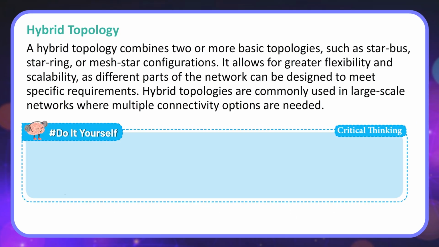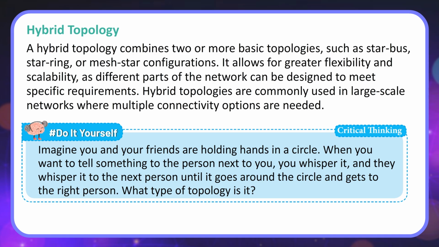Do-it-yourself critical thinking. Imagine you and your friends are holding hands in a circle. When you want to tell something to the person next to you, you whisper it, and they whisper it to the next person until it goes around the circle and gets to the right person. What type of topology is it?